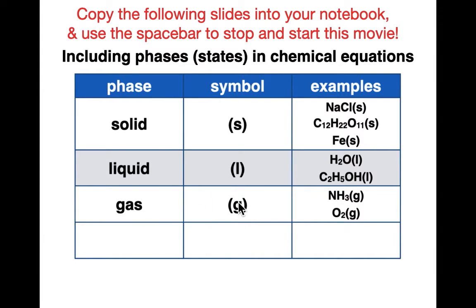If something is a gas, we use a lowercase g. Ammonia is a gas. Oxygen's a gas. Just a couple of examples.